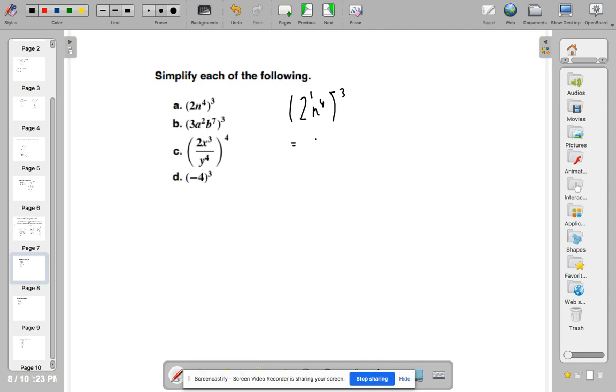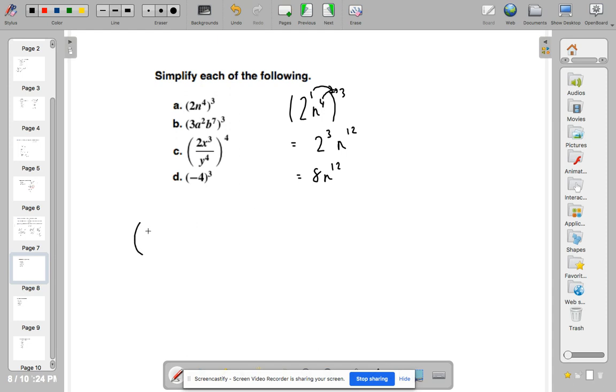Then we use our rules, multiply the indices. So it'll be 2 to the power of 1 times 3 is 3. N to the power of 4 times 3 is 12. Now, 2 to the power of 3, we can actually make that a number. It's 2 times 2 times 2. It would be 8n to the power of 12.